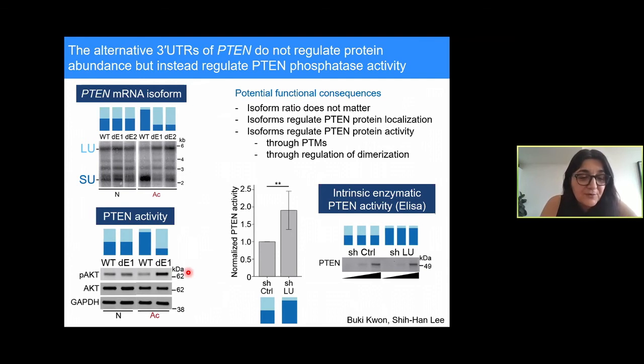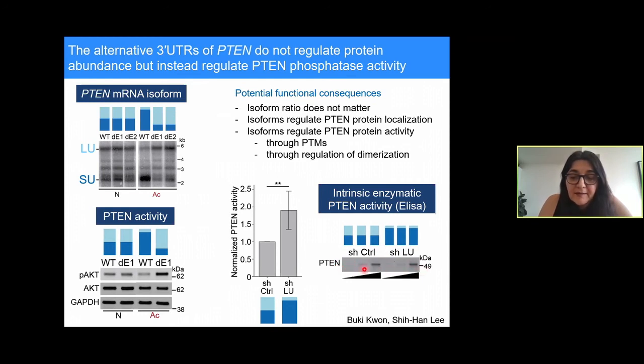But at the time, we didn't know: is the change in P10 activity due to protein localization, or is it due to a change in intrinsic enzymatic activity? To get at this point, we performed an ELISA that directly looks at P10 activity. To do this, we IP'd P10 protein either from control cells, and these control cells have a 50-50 ratio of short and long isoform expression. And then we also made cells where we exclusively knocked down the long 3' UTR isoform. So these cells predominantly express the short isoform.